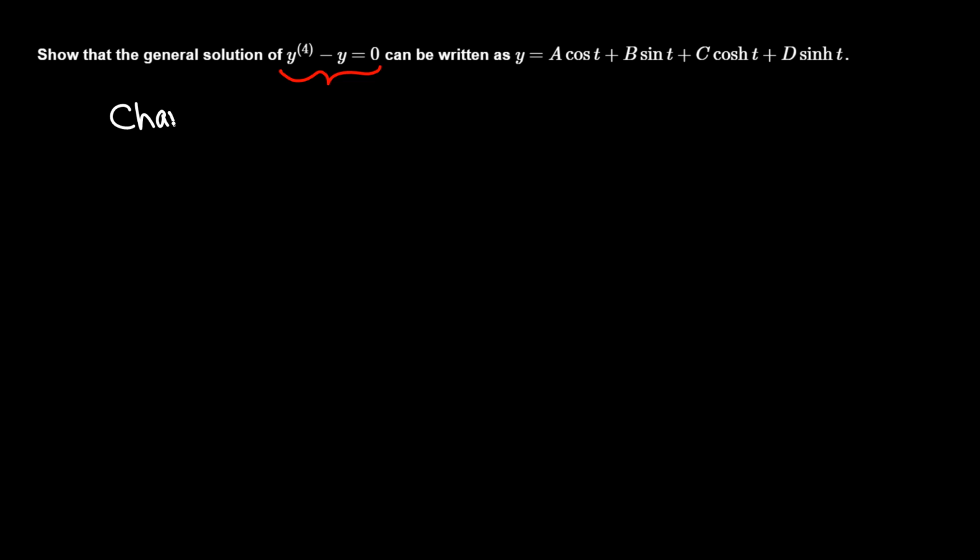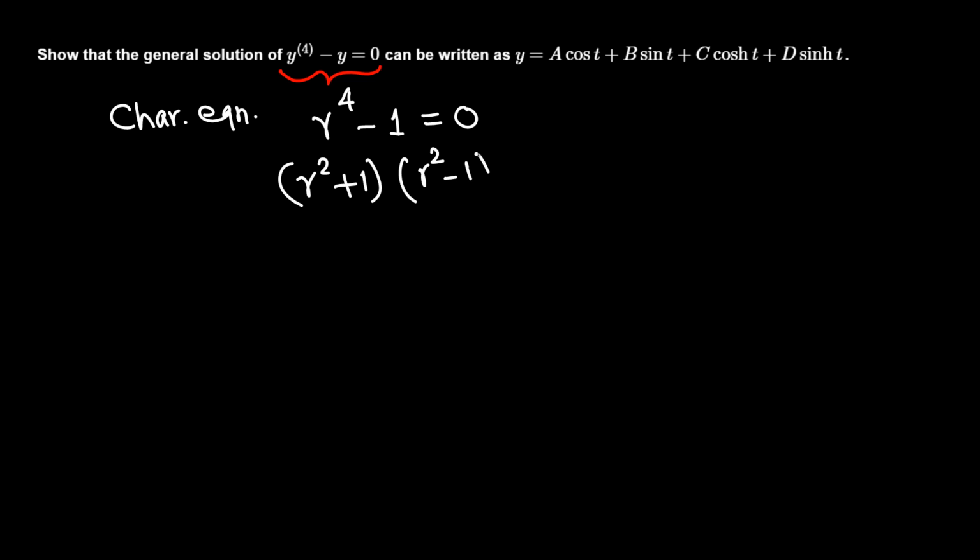The corresponding characteristic equation is r to the fourth, since it's a fourth derivative, minus, there is no derivative, the coefficient is 1, so r to the fourth minus 1 equals 0. Now we solve this equation for r. We can factor this as r squared plus 1 times r squared minus 1 equals 0. We can factor this further.